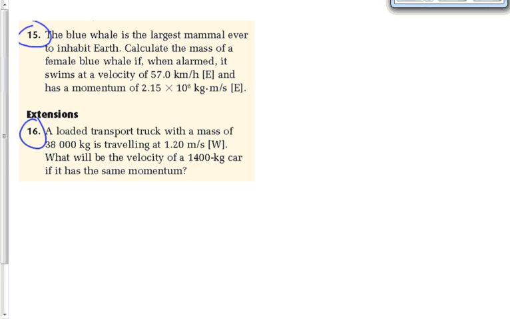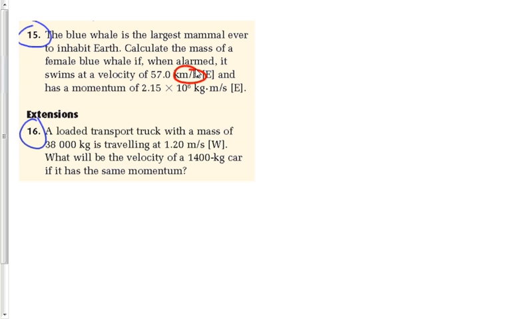15 says a blue whale is the largest mammal ever to inhabit Earth. Calculate the mass of a female blue whale if, when alarmed, it swims at a velocity of 57 kilometers per hour and has a momentum of 2.15 times 10 to the 6 kilograms meters per second. One thing that I want to do right away is circle the kilometers per hour. I haven't even given any thought whatsoever to the question, and I always say do that first.